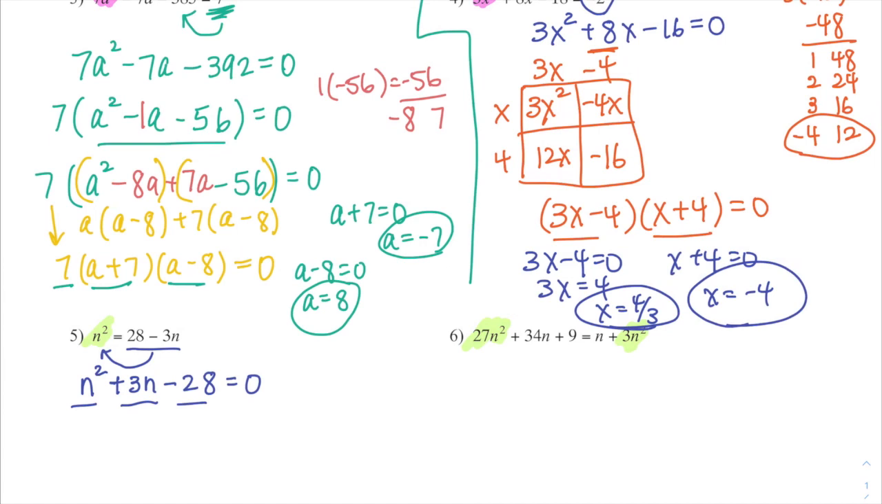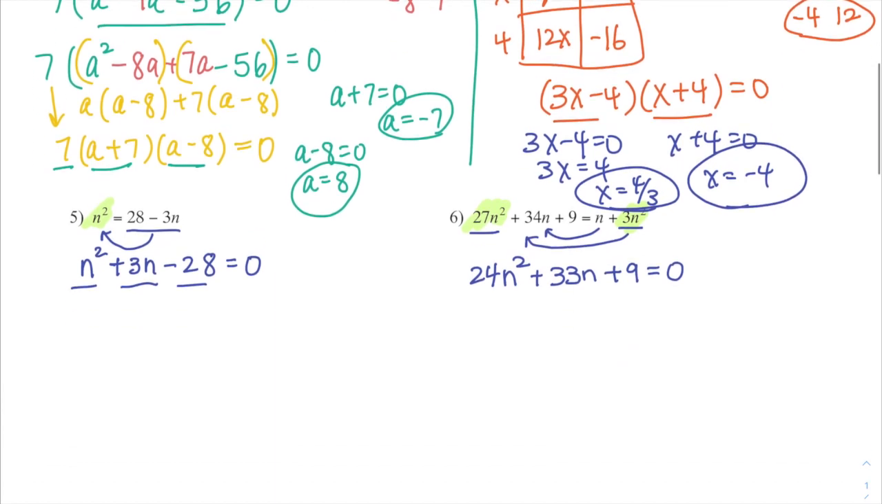In number 6, you can either move the 3n squared over or the 27n squared. Well, if we move the 27n squared over, it'll create a negative situation. So that's how I decide to move the 3n squared. But I also have to move the n. So 27n squared minus 3n squared gives us 24n squared. And 34n minus n gives us 33n. And then we have the positive 9. Now both of these problems look like the first two that we've done. So we'll factor and solve from there.